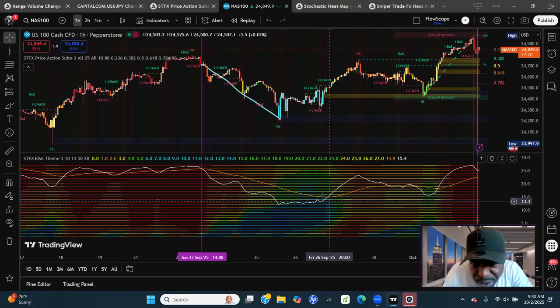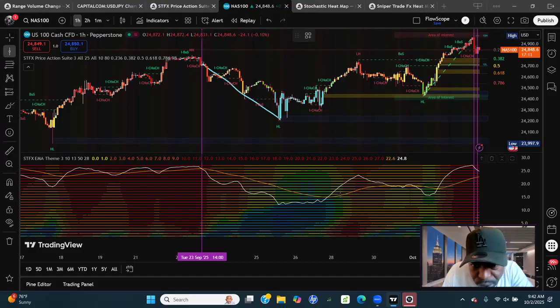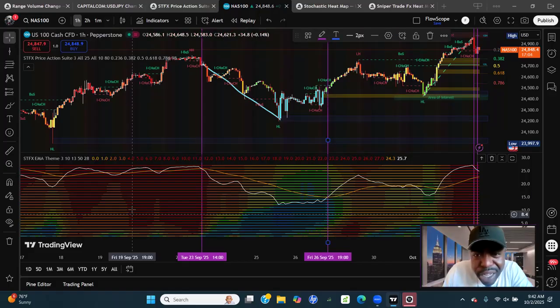The heat map is showing you, oh man, we got another cross right here. Price is about to start heating up again. So what do you do? You get in on that cross. You get in on that shift. What, right about there? You get in on that shift.